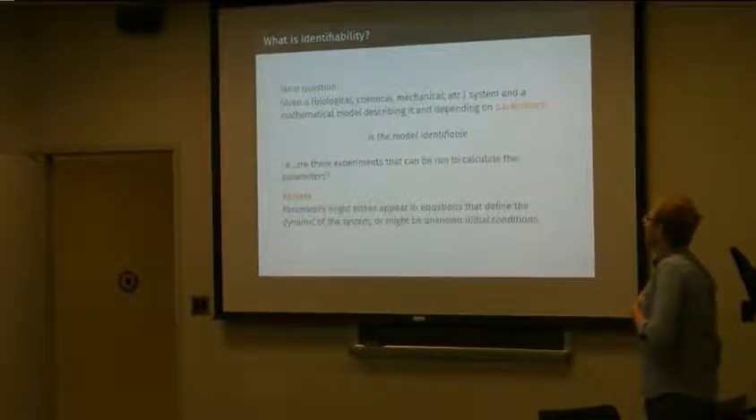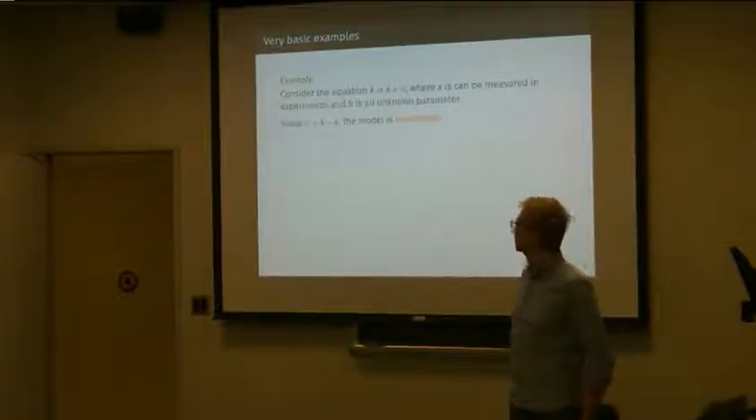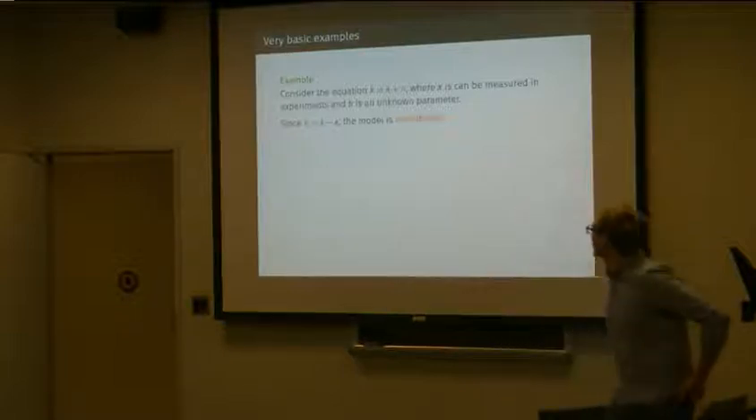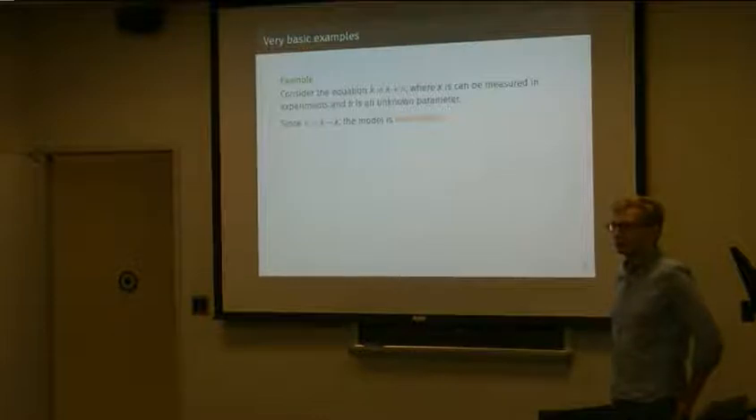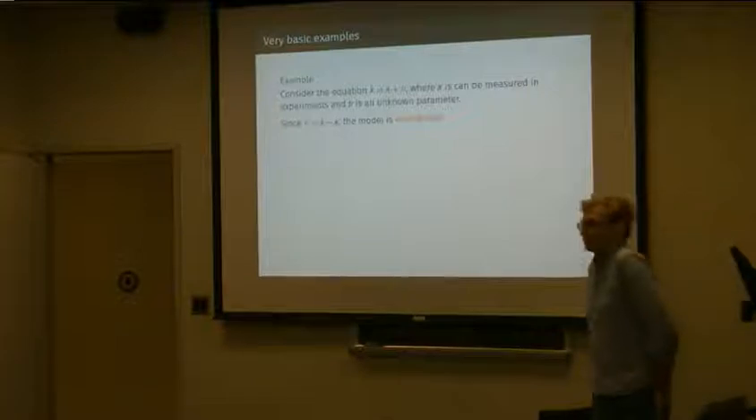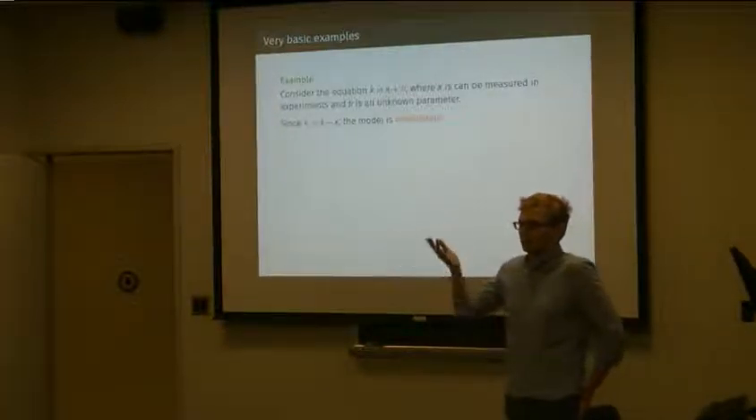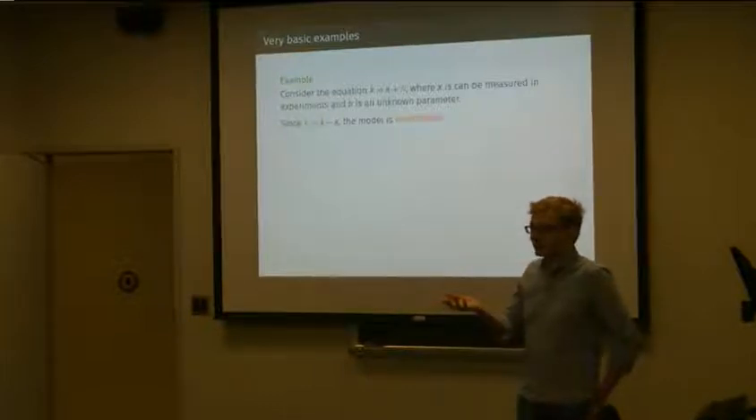Okay, so just to give some very simple toy examples: you have this equation, x dot is equal to x plus k. Then of course if you can observe x, you can find k, obviously, because you can just write this and measure x and x dot at every point that you like, and that's it.